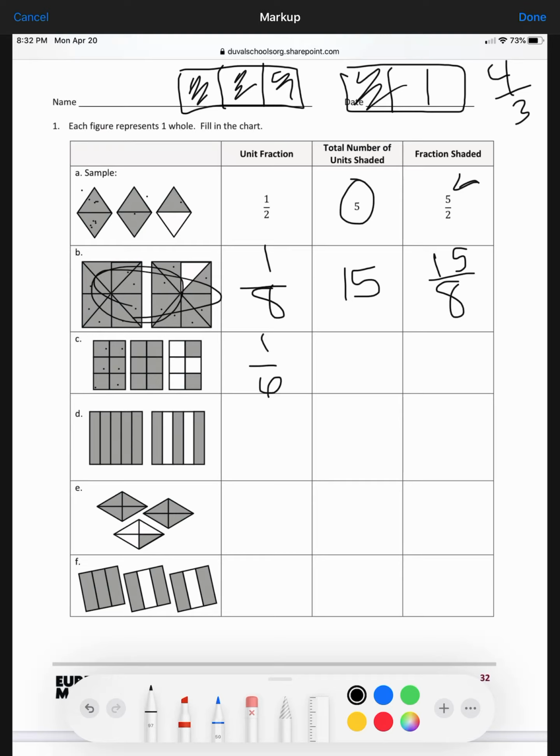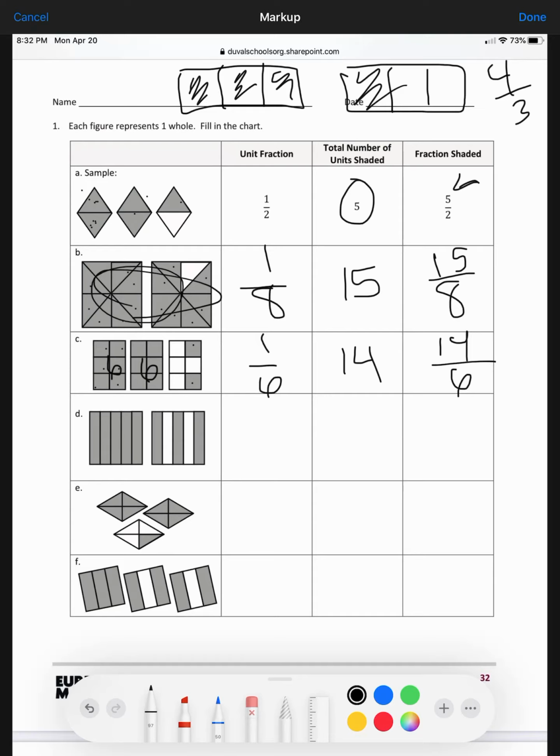How many total number of units are shaded? Well, this is 6, and this is 6. So 6 plus 6 is 12, 13, 14. 14 are shaded. So I'm going to put the 14 on the top. That's the number shaded over the number of units per item, which is 6. So 14 out of 6 are shaded.